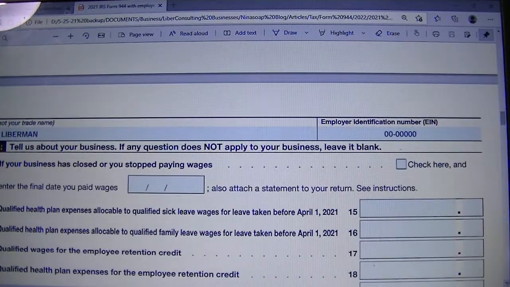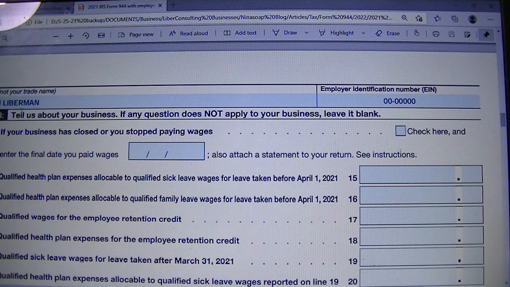So part 3, we will put the business. You'll put your name, first name and last name, not the business name, but your name, the main business owner's name, and you'll put the business employer identification number. Please, it is the business employer identification number that you will use when you file Form 944.